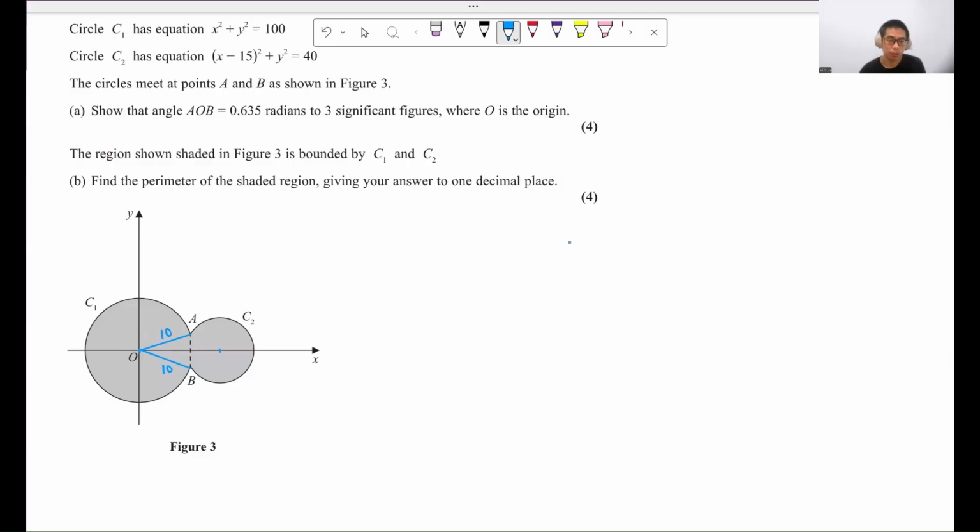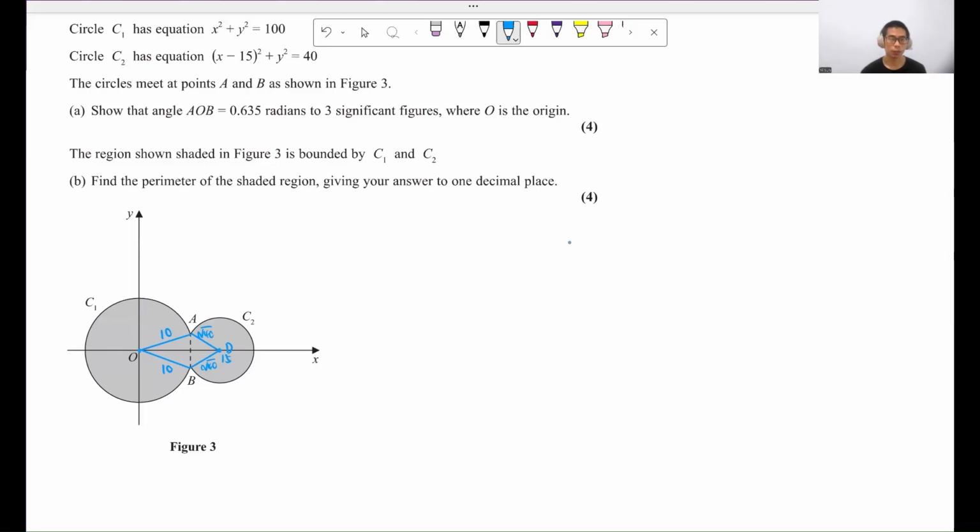So that means the center, let's just call this point A, B, C. Let's just call this point D then. And then the x value would be 15 because the center is (15, 0). And then the radius would be root 40. So both of those two will be root 40. And then the circles meet at point A and B as shown in figure 3.